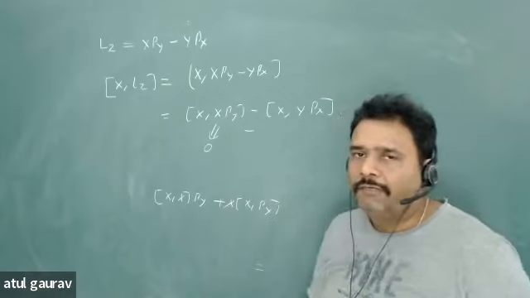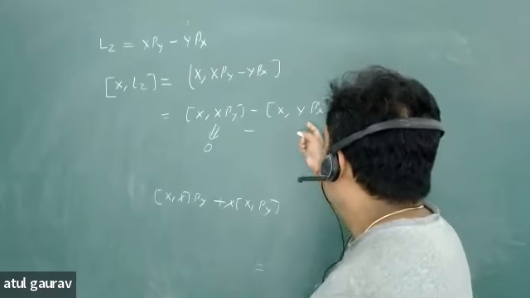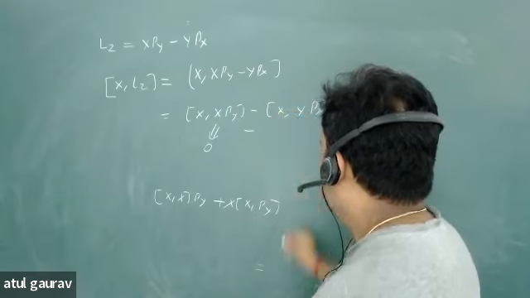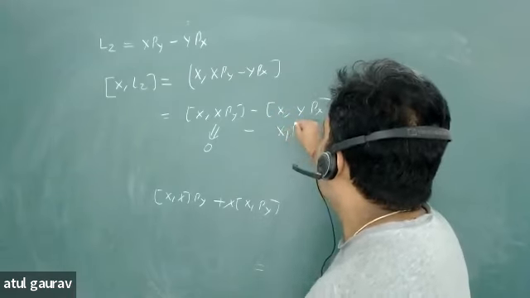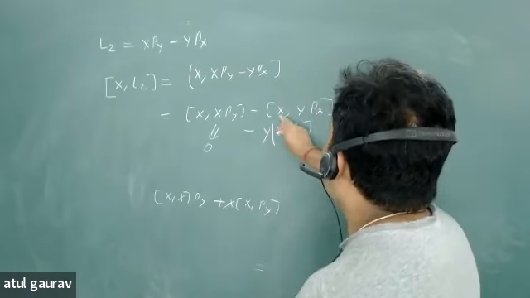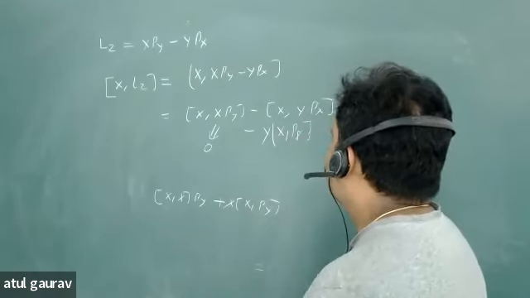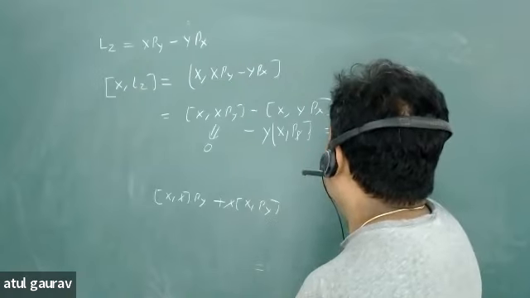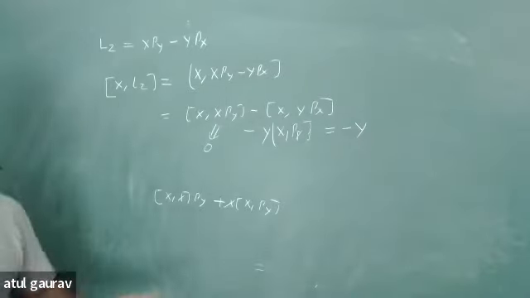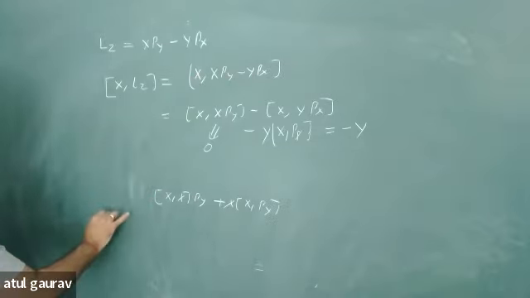But here, which Poisson bracket is going to survive? If you open it, what will you get? x and px will survive. Very good. And y will be outside. The other term will be x and y, which is always 0. And what is the Poisson bracket of x and px? 1. So that value is minus y. Isn't it? So you just have to figure out which one is going to survive.